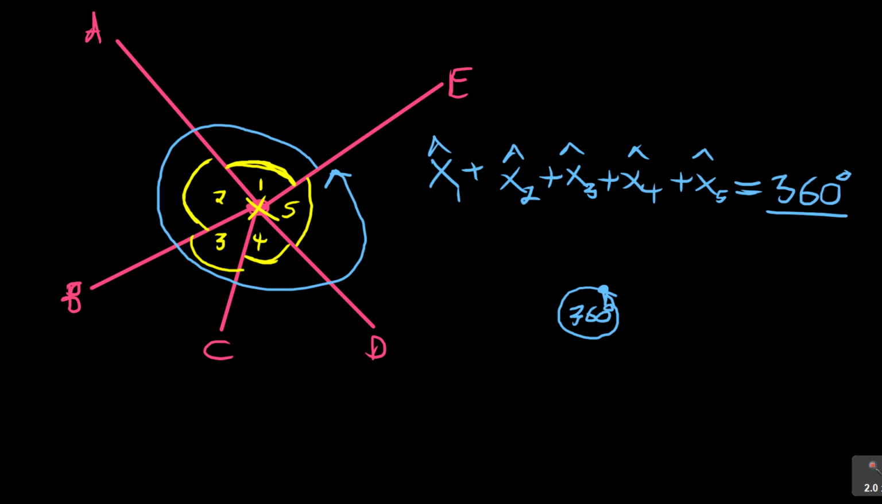Just remember that. And angles on a straight line, what do they add up to? They add up to 180 degrees. So those are the properties that are very, very important for you to know. Last but not least, let's look at the property which I think is also important for you to understand.